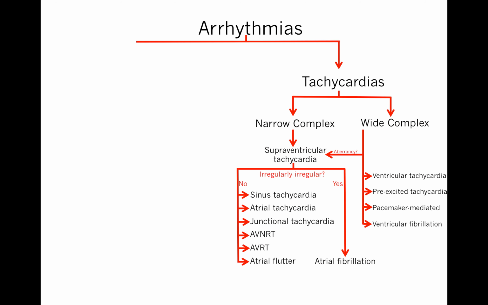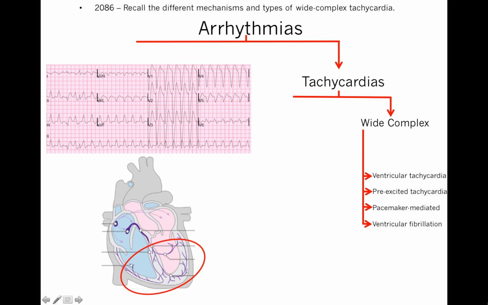So we've concluded the narrow complex tachycardias, or the supraventricular tachycardias. We talked about sinus tachycardia, atrial tachycardia, AVNRT, AVRT, and atrial flutter. And we've also discussed atrial fibrillation. We'll move on now to the wide complex tachycardias.